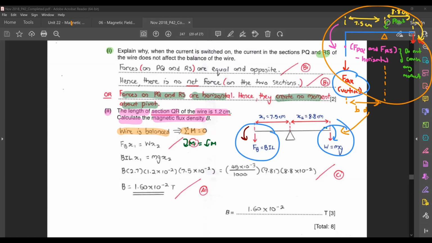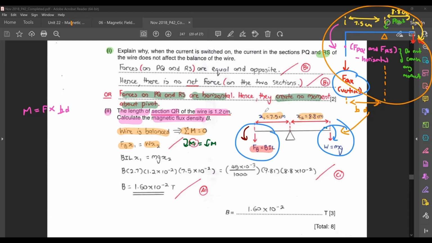So we know that moment in general is given as the product of force times perpendicular distance between the force and your pivot. So right now, we work out an equation from there. You can say that Fb times x1 is equal to W times x2. Your x here being the respective distance to the pivot for the forces. So right now, your magnetic force, since you're talking about a magnetic force acting on a wire, must be Fb equals BIL.